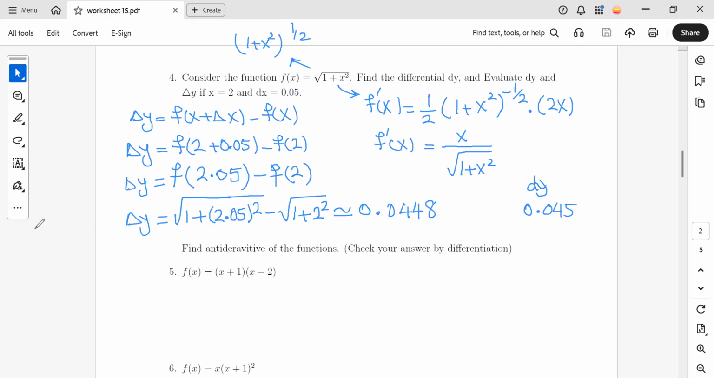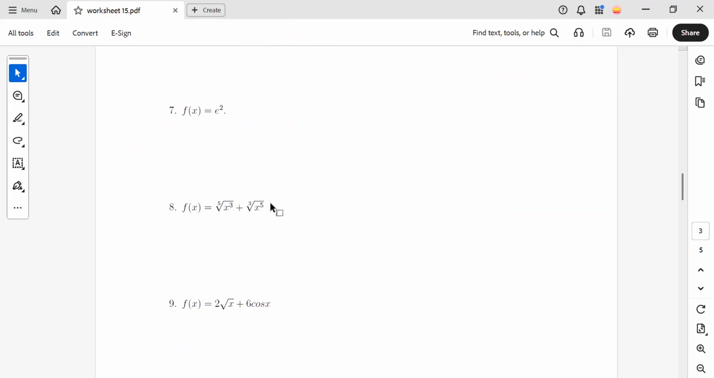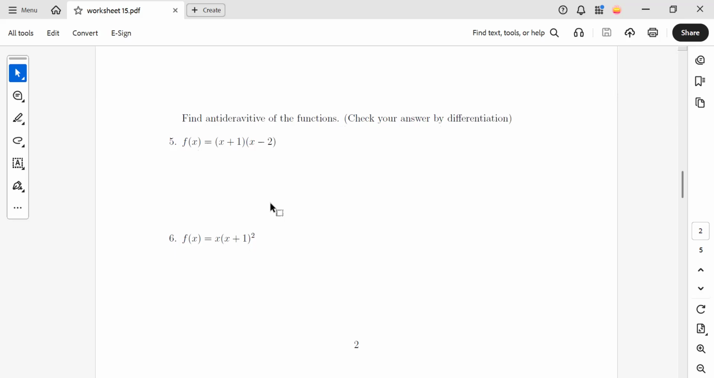Okay, let's move on to number 5, which is about antiderivative. For a couple of questions, we're going to find antiderivative. For the first one, the easiest way is to FOIL it first and then find the antiderivative. So if we FOIL, we would have x squared minus x minus 2. Now we're going to find capital F as the antiderivative.